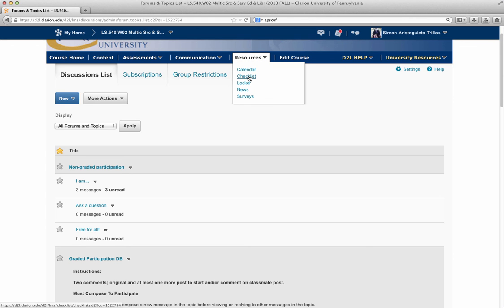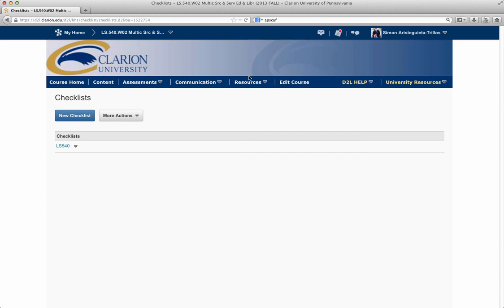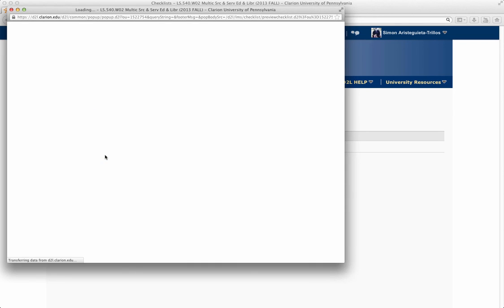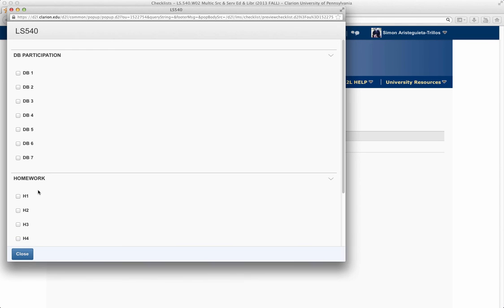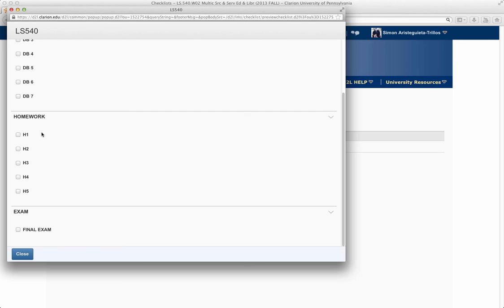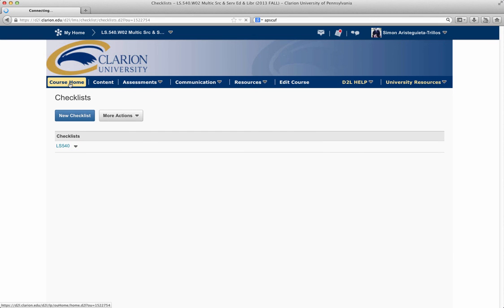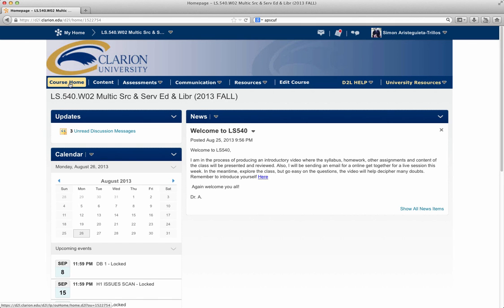And finally, we have the checklist here. This is for your benefit. It's not for my benefit. I don't check if you are checking the checklist. That's for you to remember that you have to do 7 DVs, that you have to do 5 homeworks, and you have to do a final exam. I think everything is clear, and I think everything falls into place.